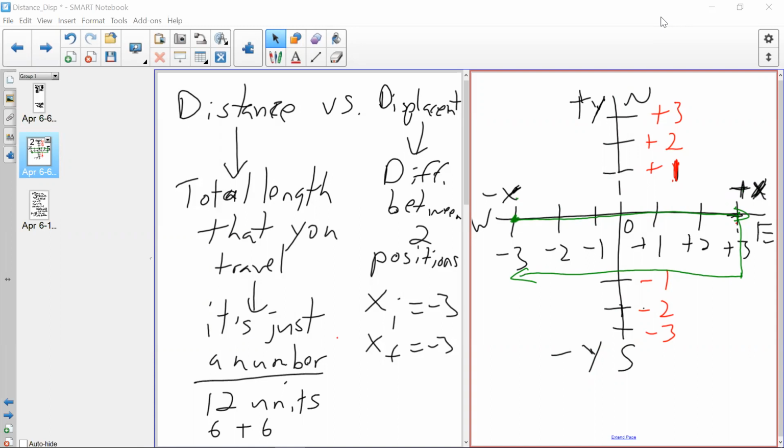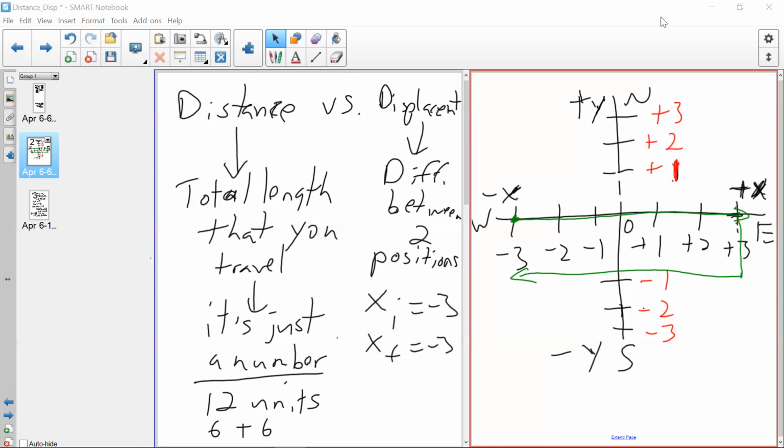So as you can see, distance is the total length that you travel, and it's reported as just a number. You just add all the numbers that you're traveling and you get a final result. And it'll just be a number without regard to direction. Displacement, on the other hand, deals with a number and the direction. So that's the main intrinsic difference between the two.